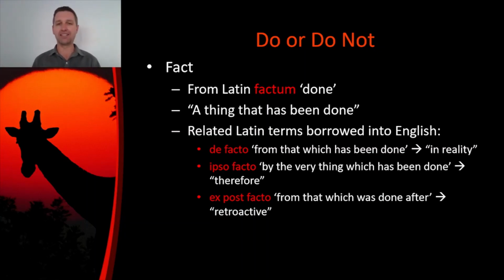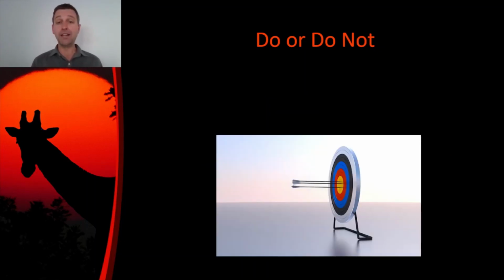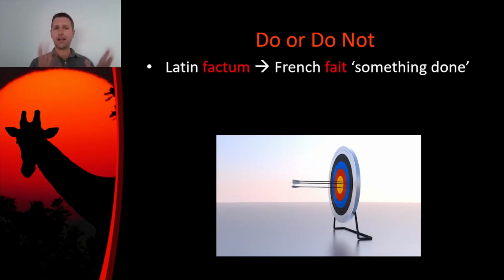So if somebody passes an ex post facto law, it means that you're retroactively making something illegal. And this is generally frowned upon as being an unjust thing to do, certainly in many countries' jurisprudence today, but that is literally what it means. So you can see that we get a lot of words from the Latin word factum.